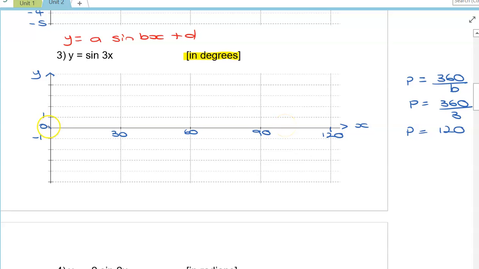So sine starts at 0, 0, goes up to the amplitude of 1, back down through the x-axis, down to the amplitude of -1, and then up to the x-axis. And I'm simply going to draw a smooth curve through my points, which, again, don't forget you can check all of these on your graphics calculator.